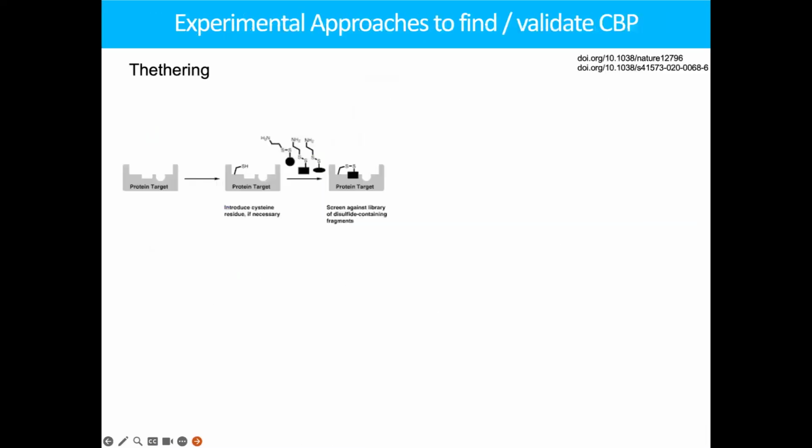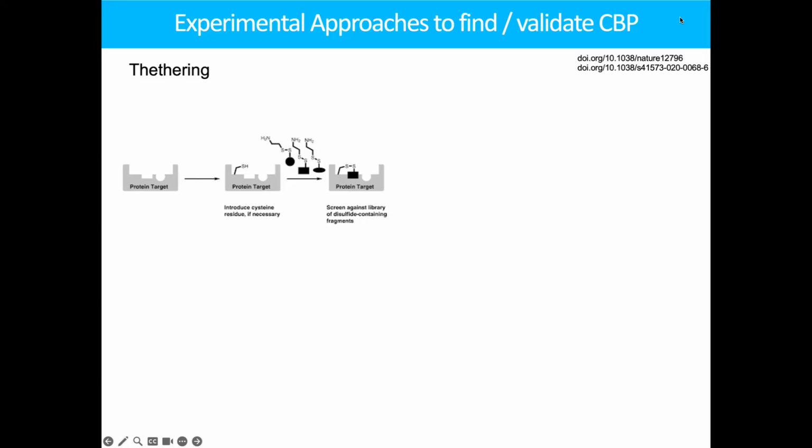From an experimental point of view, one of the best approaches that we have is tethering. If we can covalently bind a ligand with a more or less flexible linker, then we highly increase the local concentration of the ligand, because now it's really bound to your protein. In this way you can screen against a library of different ligands for the presence of cryptic pockets.